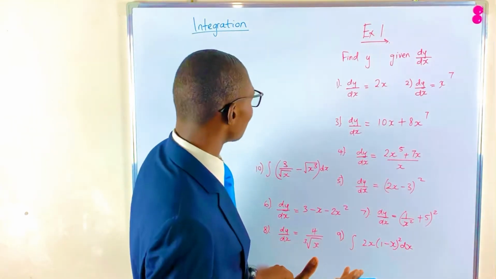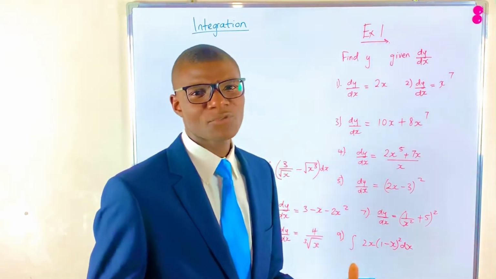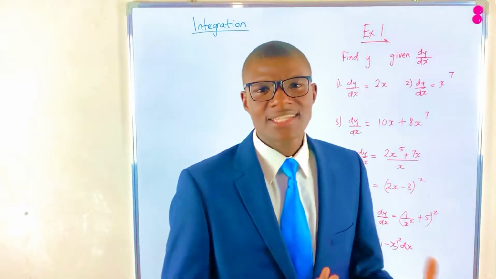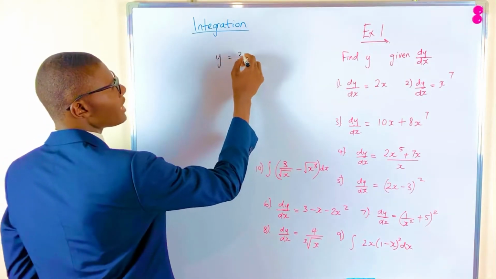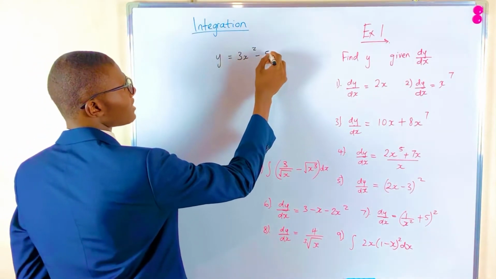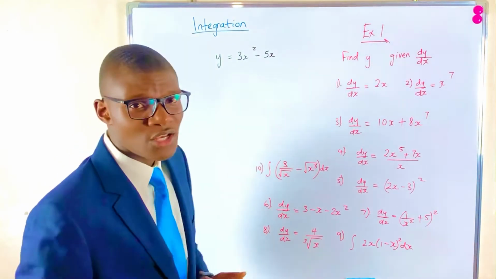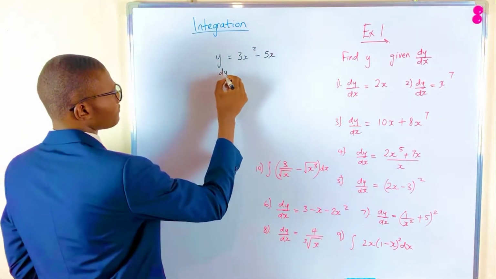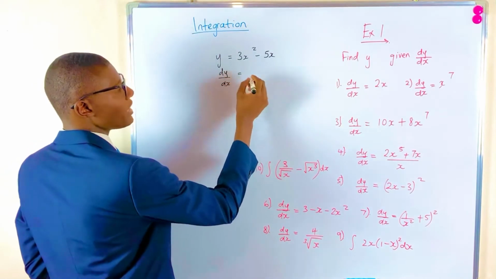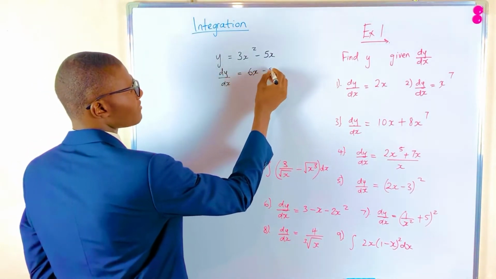So to start off, what we already know is that, say we've got our function y is equal to 3x squared minus 5x. Right. So what do we know? We know that dy by dx would be equal to 6x minus 5.